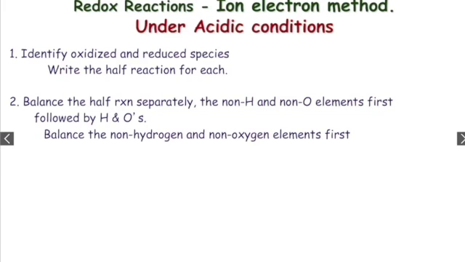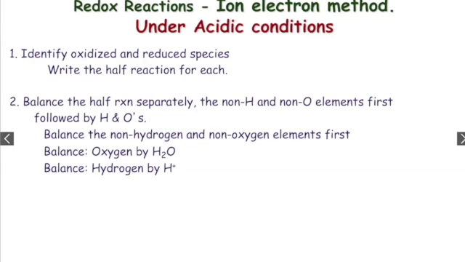Then you want to balance the oxygen next, and you balance the oxygen with water. Why water? Because you can't just throw in oxygen. Maybe oxygen's not available, but it's in a water medium, and oxygen's available through water. So you balance oxygen through water. Then you might say, well, that means I've introduced H plus or hydrogen. Well, that's okay, because your next step is to balance the hydrogen with H plus. That's why it's under acidic medium.